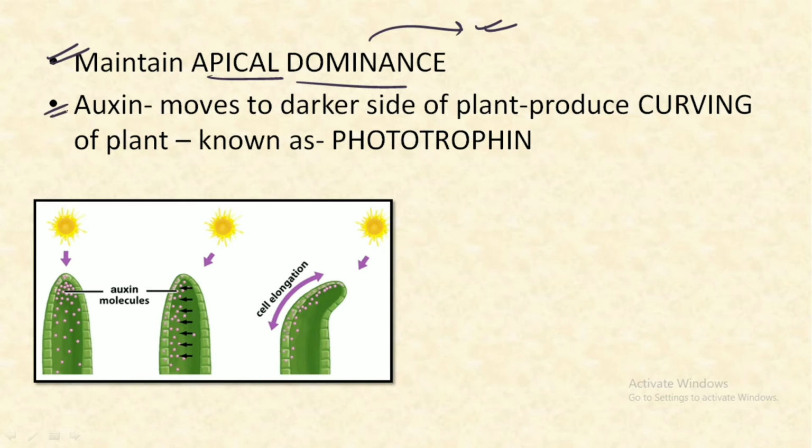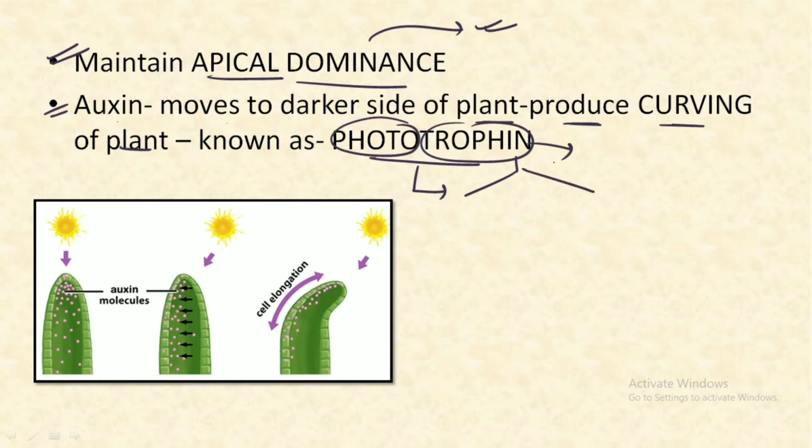The last point is that auxin moves to the darker side of the plant and produces curving of the plant, which is known as phototropism. What do we mean by phototropism? Just split the terms. Photo means light and tropism means a response. So auxin is a hormone that moves towards the darker side of the plant and finally leads to the curving of the plant as a response to the light.